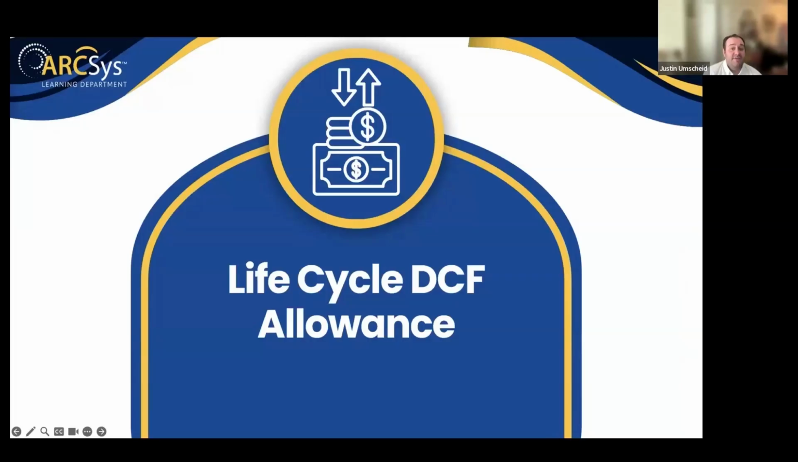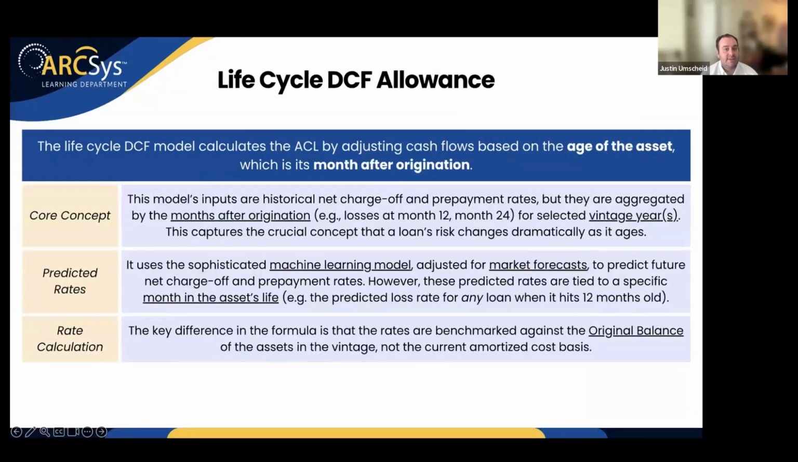We also have life cycle discounted cash flow calculations, and this is our vintage-based approach, right? So we're no longer going to be looking at that month-to-month activity as of a given monthly period. We're now going to start to consider how things look by their different vintages. And this captures the changes through time of a loan, right? So the core concept here is still the same, right?